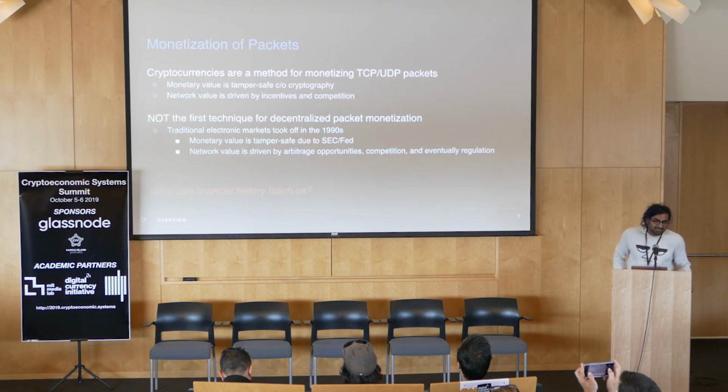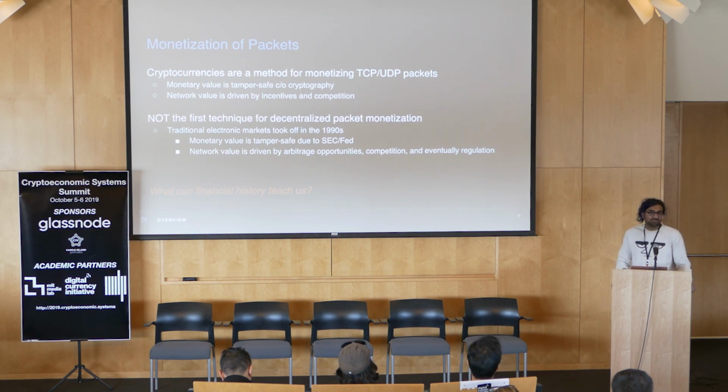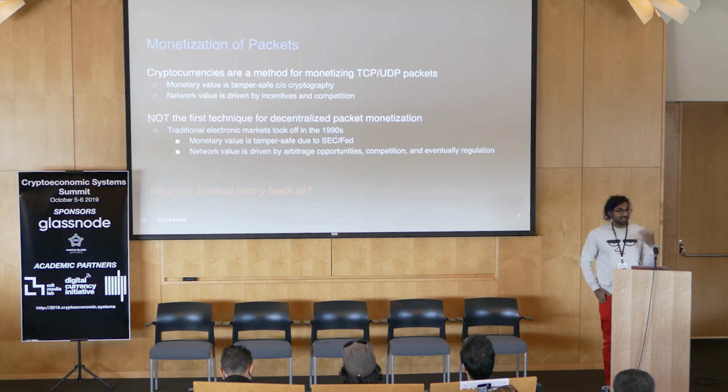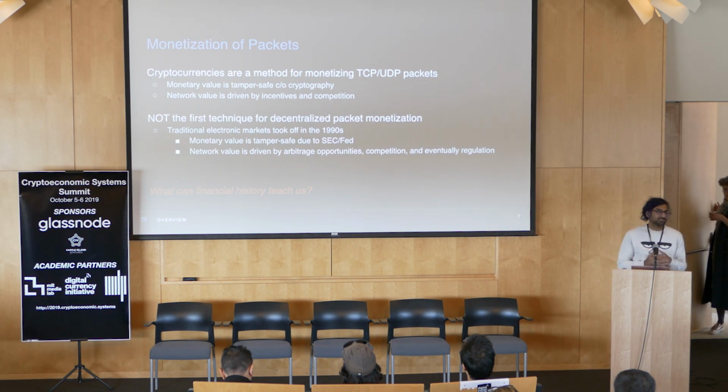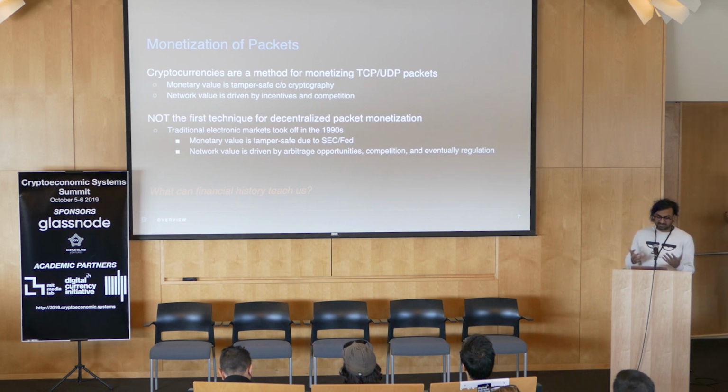So where are the similarities between trading and cryptocurrencies? At the end of the day, when you get down to what your client is doing or what the virtual machines are doing, they're figuring out how to prescribe a precise value to each packet that's received. So every TCP or UDP packet you get has some well-defined monetary value. The monetary value is tamper resistant because of the cryptography, whether it is a cryptographic hash function or a zero knowledge proof, so MiMC, some type of more complicated hash function. But the network value is driven by incentives and competition.